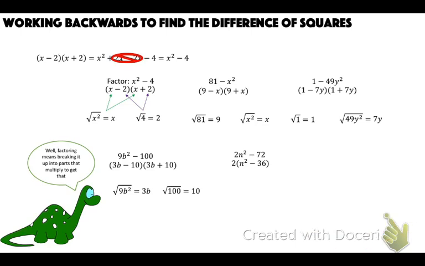Now, the square root of n squared is n. The square root of 36 is 6. The 2 stays on the outside. You don't lose your GCF. Do not lose that GCF. But then we're left with 2, n minus 6, n plus 6.